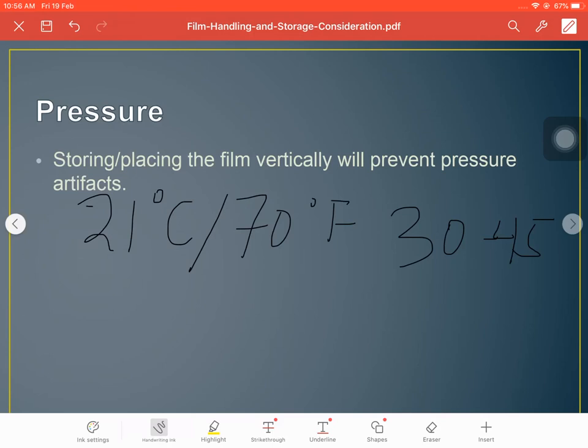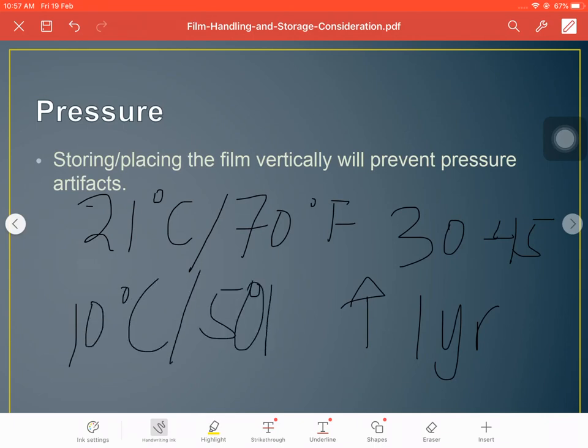If we want our film to last greater than 1 year, ha? Our temperature should be 10 degrees Celsius or 50 degrees Fahrenheit. Our film can be maximum stored at greater than 1 year if our storage room temperature is 10 degrees Celsius or 50 degrees Fahrenheit.